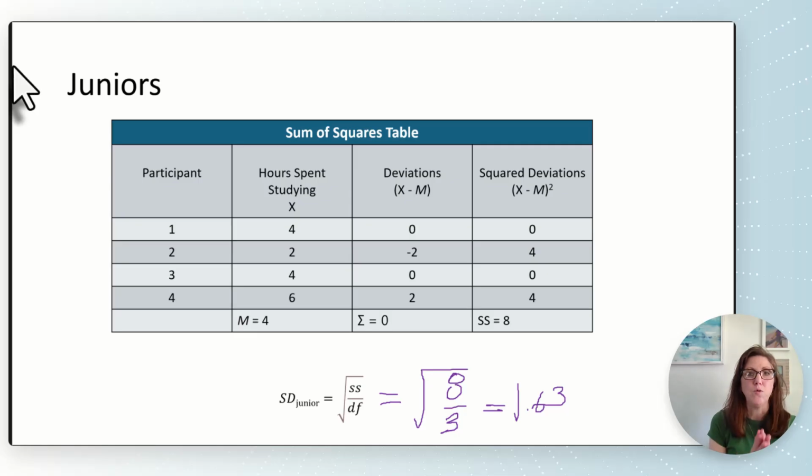Okay, so we have for freshmen a mean of 1, standard deviation of 0.82. For sophomores, a mean of 2 and a standard deviation of 1.41. And for juniors, a mean of 4 and a standard deviation of 1.63. So let's put all these pieces together.